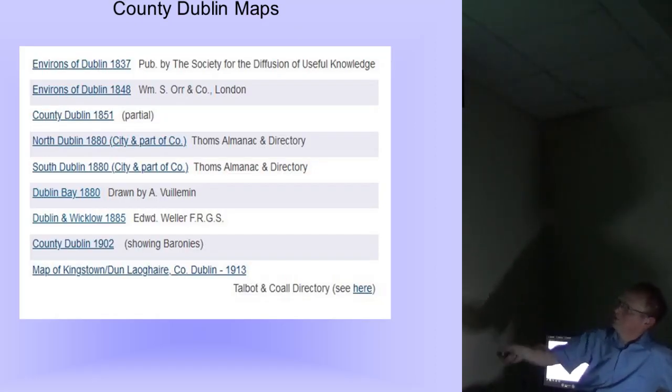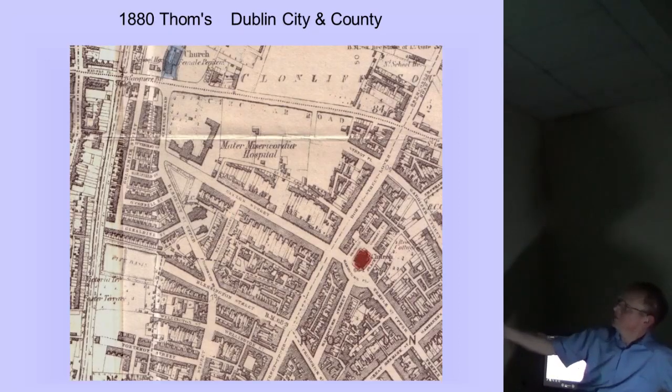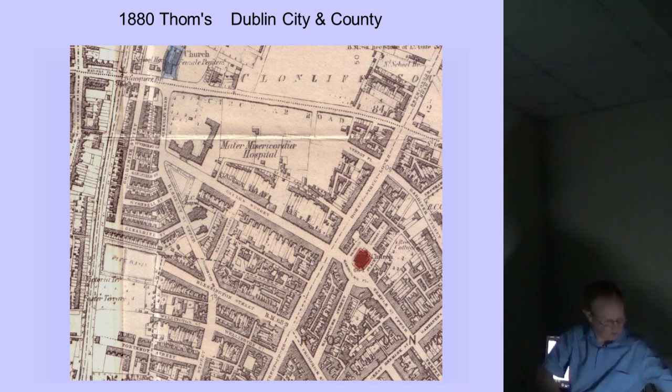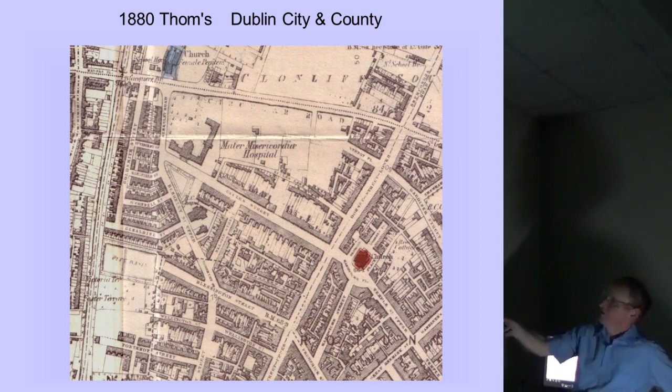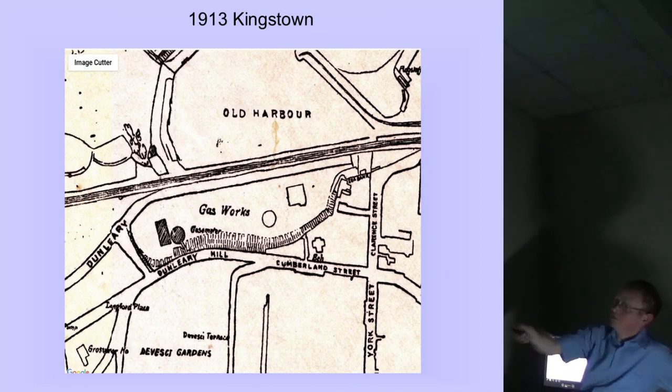County Dublin maps. I'm just going to fly through these. 37. That's a very big Thom's directory. That's like half the table here. I've done it in 2 parts. That's from a directory on Dún Laoghaire, which we'll mention in a minute.